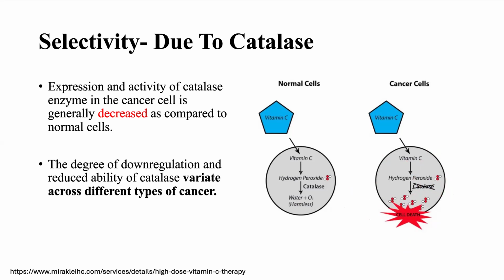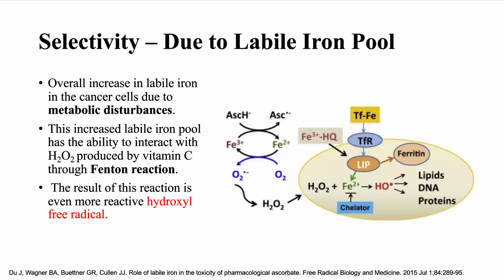So it is widely studied till now that the degree of downregulation and the reduced ability of the catalase is present in different cancers. However, how much catalase is effective or functional in the cell is different between each kind of cancer cell. And the factor that may influence vitamin C selectivity toward cancer cells is the availability of the labile iron pool.